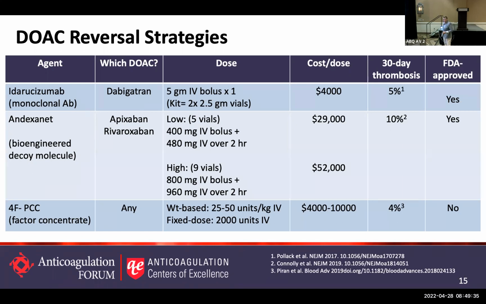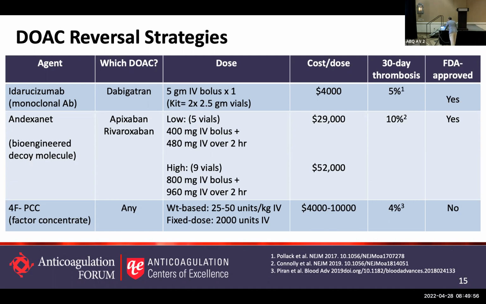I think what's probably standing out to you is the cost of this drug. It's expensive to make because it is a bioengineered molecule. And the original price came in right around $30,000 for the low dose and about $52,000 for the high dose. And this has been a significant barrier to uptake with this molecule.